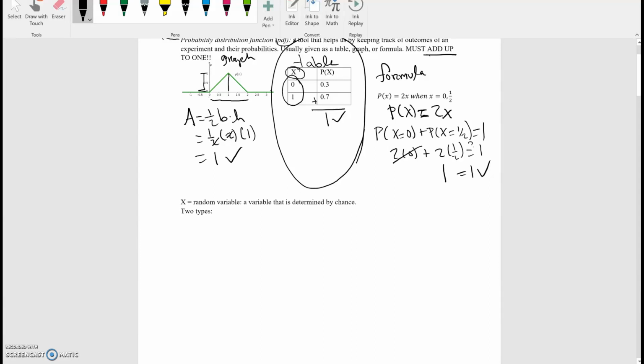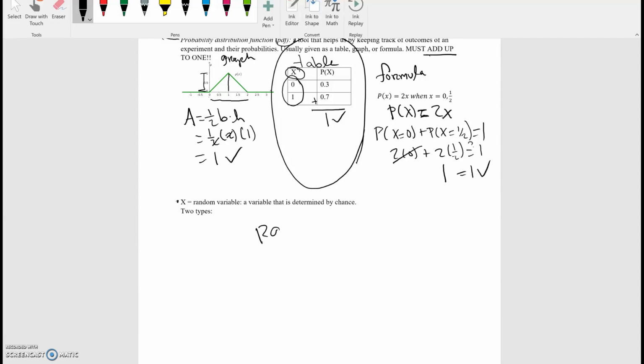Now, X is what we're going to define as a random variable. And this random variable is a variable that is determined by chance. So it's not just a regular variable where we solve an equation and then we get x equals 3. It is a variable, but it can have different outcomes, and the outcomes depend on how likely each is to occur.